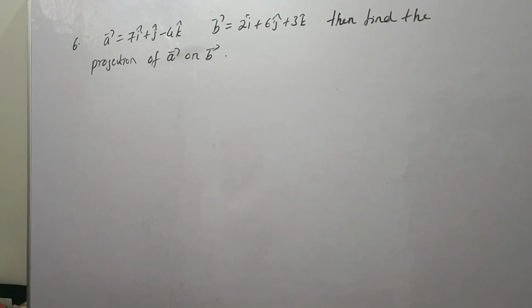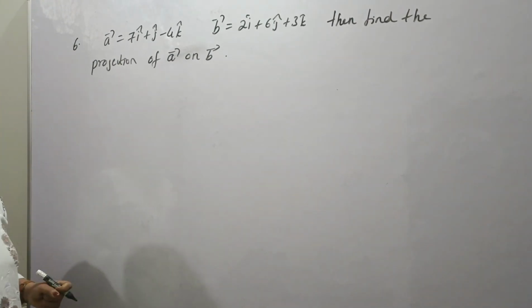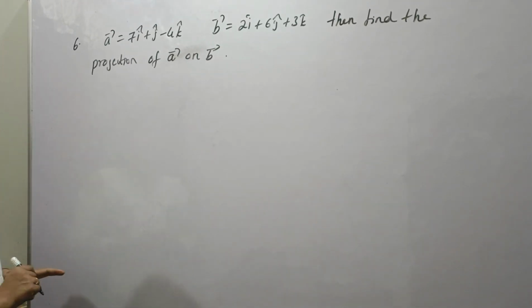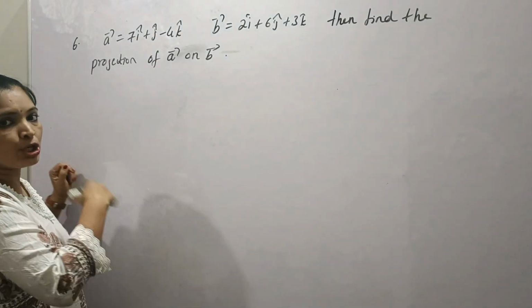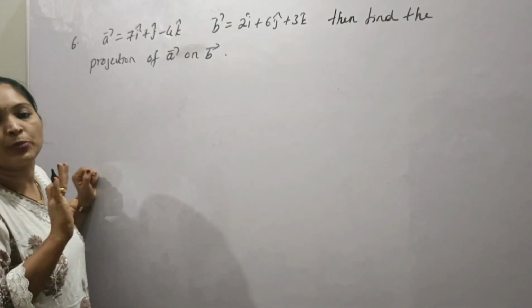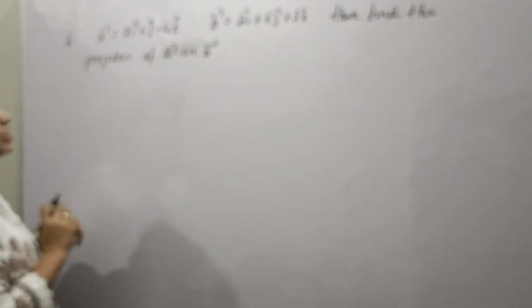Vector A is equal to 7i plus j minus 4k. Vector B is equal to 2i plus 6j plus 3k. Then find the projection of vector A on vector B. Very simple. Our formula is the projection of vector A on vector B, a scalar quantity, not the projection vector.